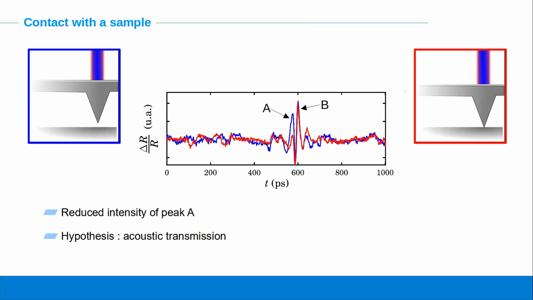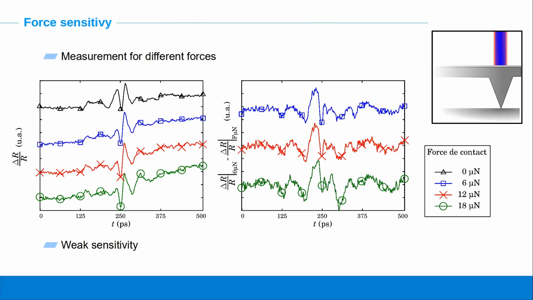And we can be interested in the sensitivity to the force we apply between the probe and the silicon. So we did some measurements, and we observed that whatever the force we apply, we have a similar response in the case of contact with the silicon. So peak A always disappears. And this is the difference between the response obtained in contact and the response without contact.